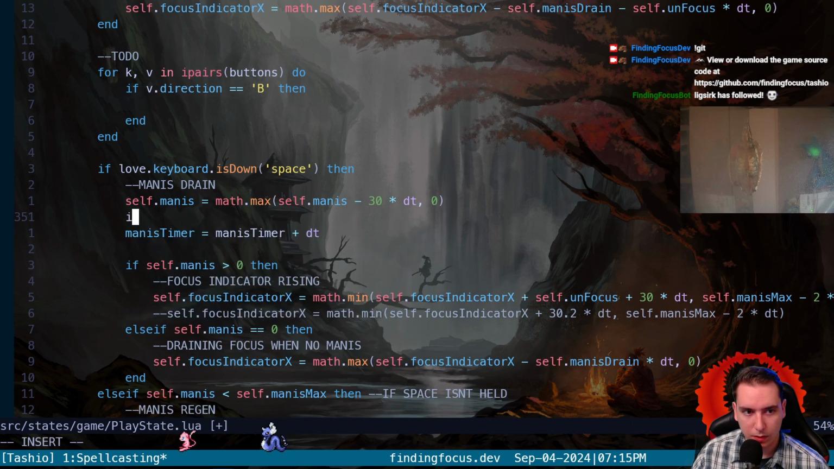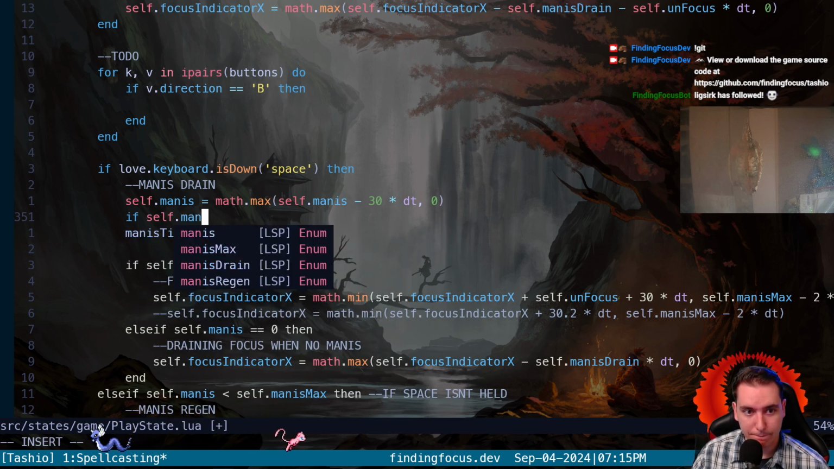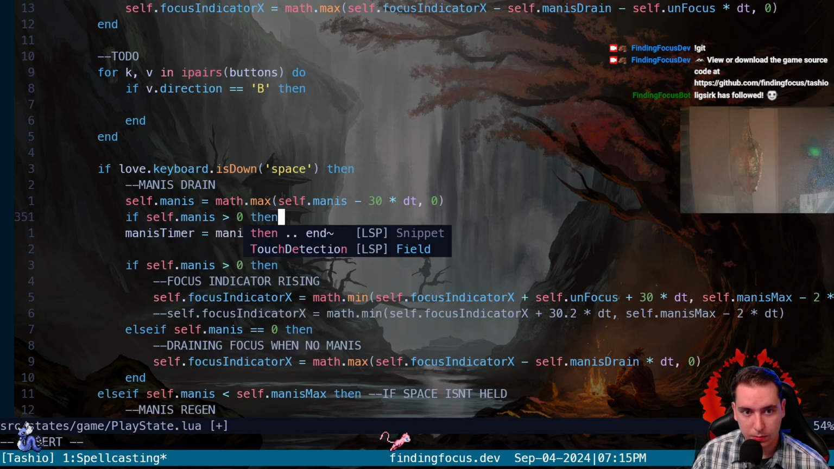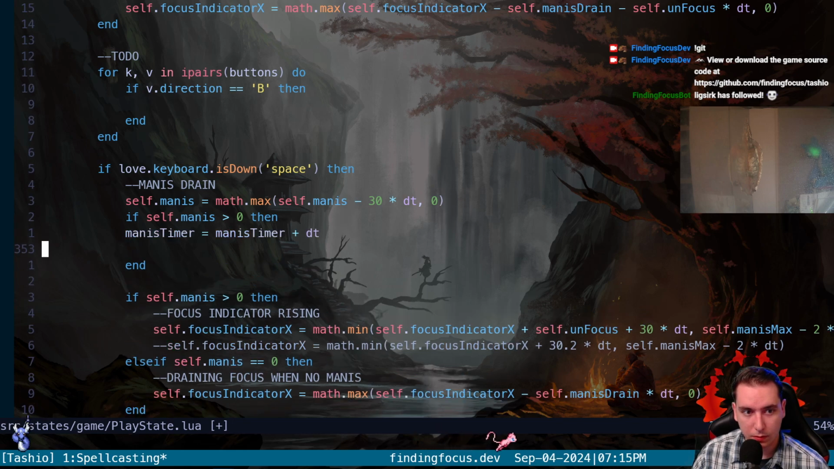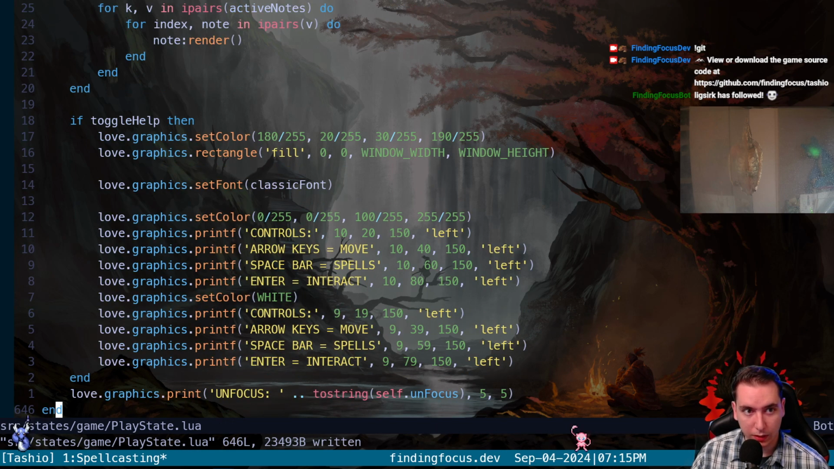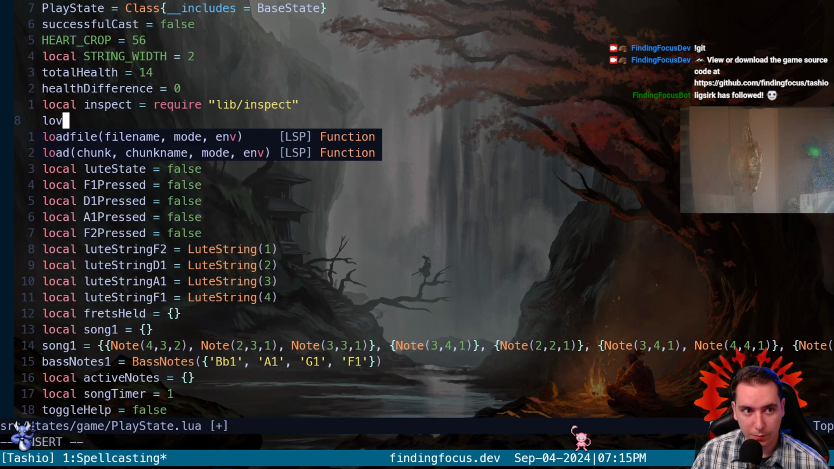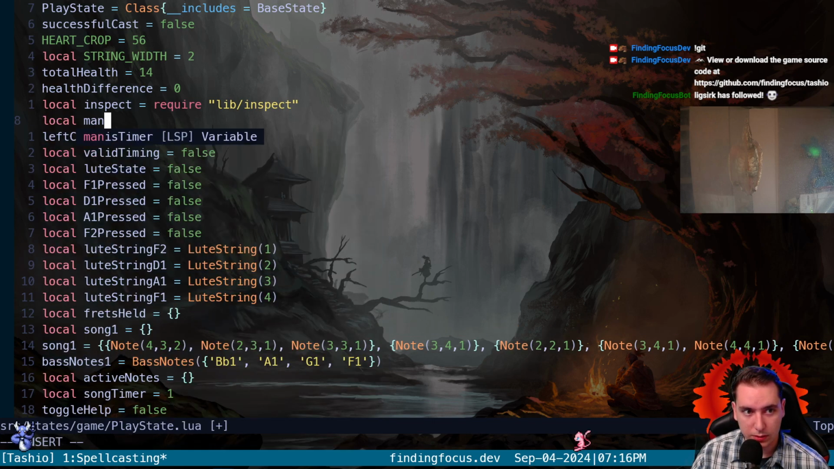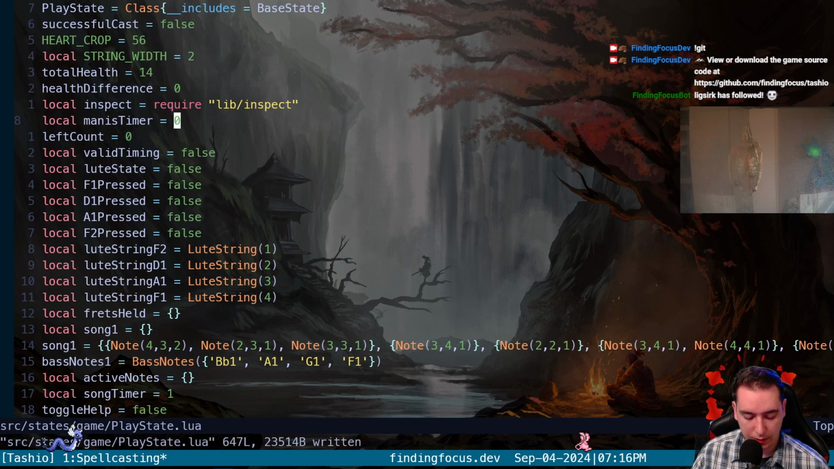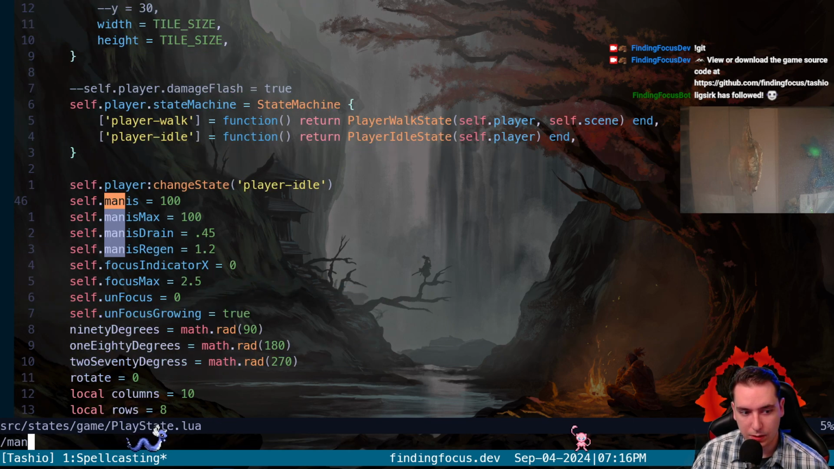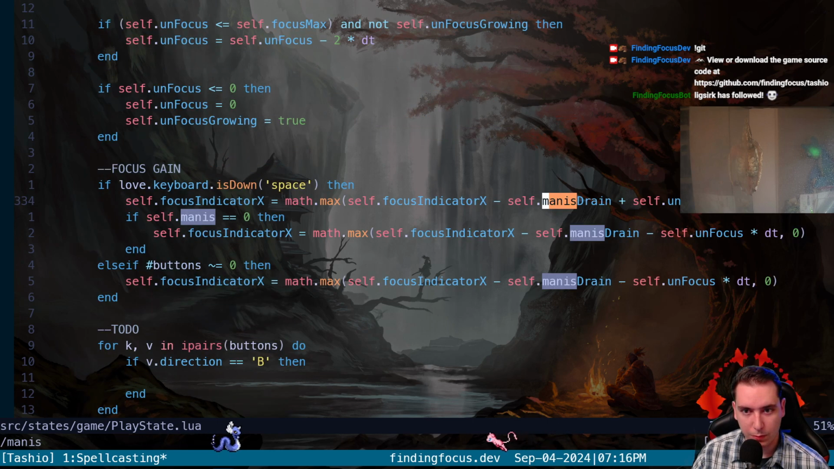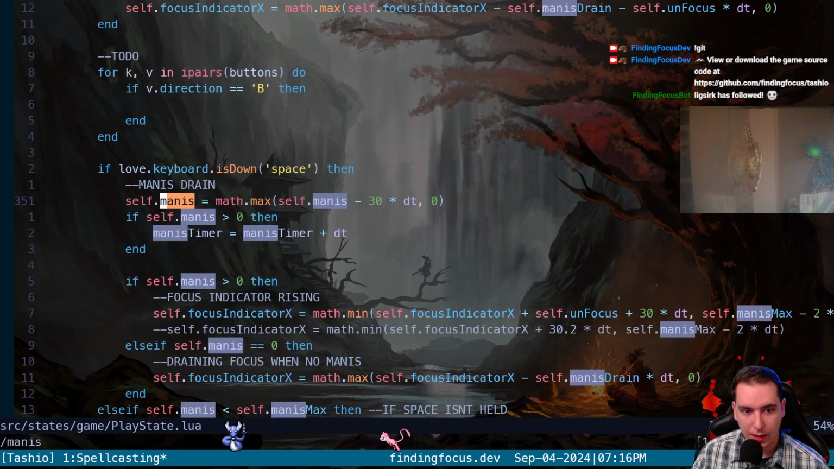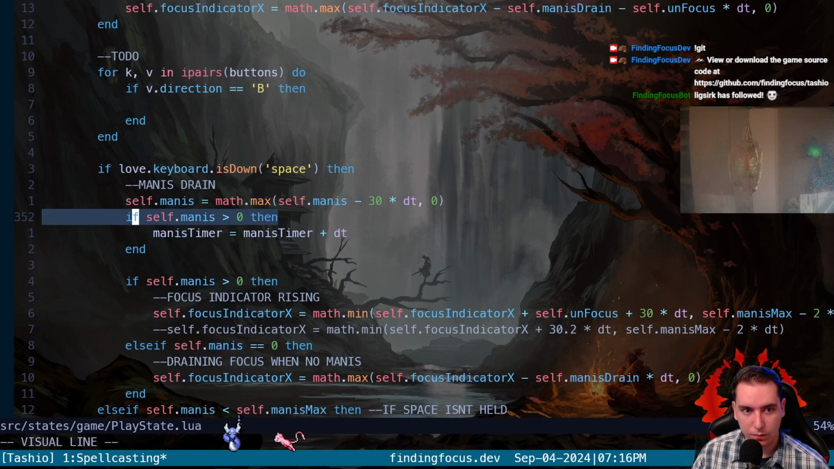So if self.monas is greater than 0, then we're going to go ahead and increment our timer, and then we'll declare up here just a local Monas timer just to check. We're not going to keep it, but this should be counting how long it takes to drain our Monas, so we can check for the frame rate independence. And okay, if Monas is greater than 0, go ahead and increment that timer.